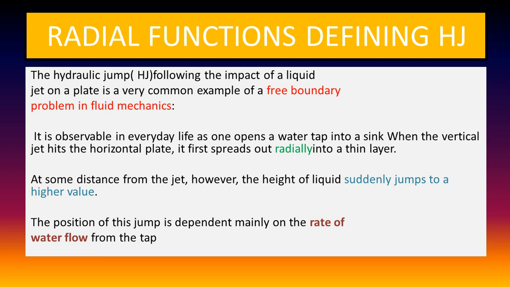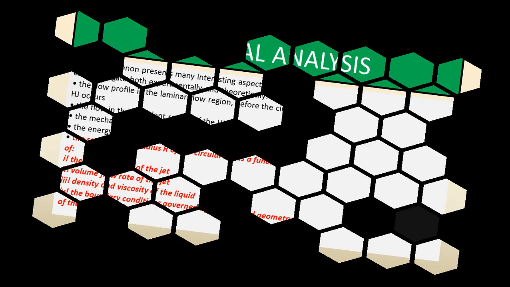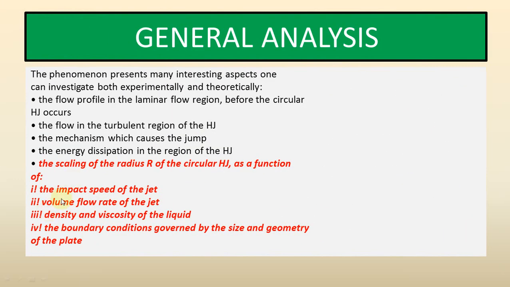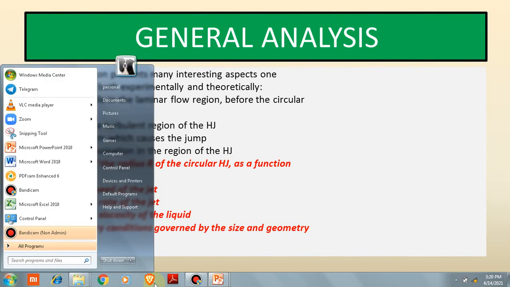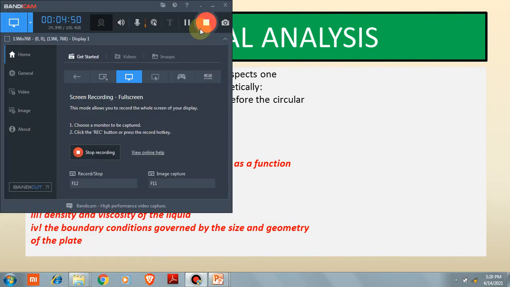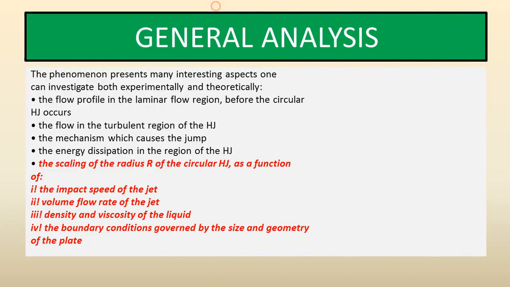At some distance from the jet, however, the height of the liquid suddenly jumps to a higher value. Here we will observe that the rate of the flow determines the location of the hydraulic jump. So here we can see the general analysis. What is the general analysis of the hydraulic jump?